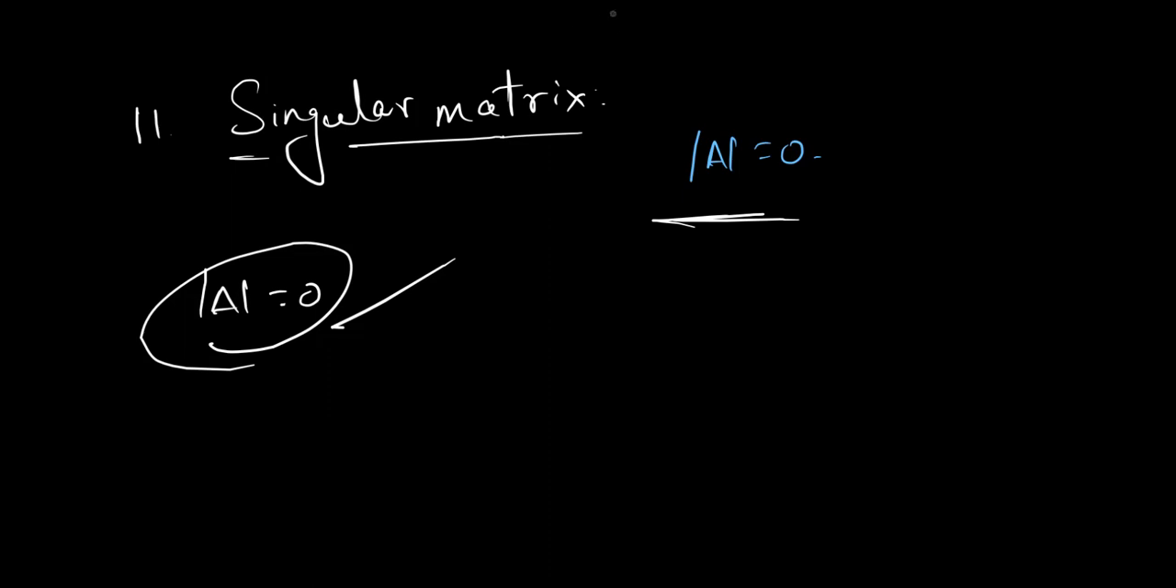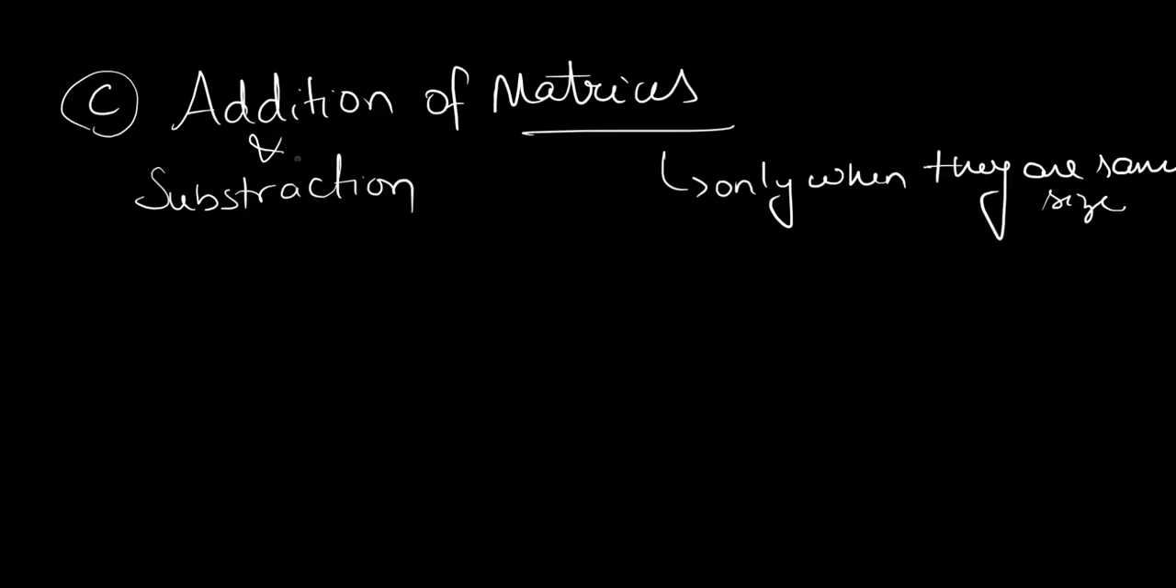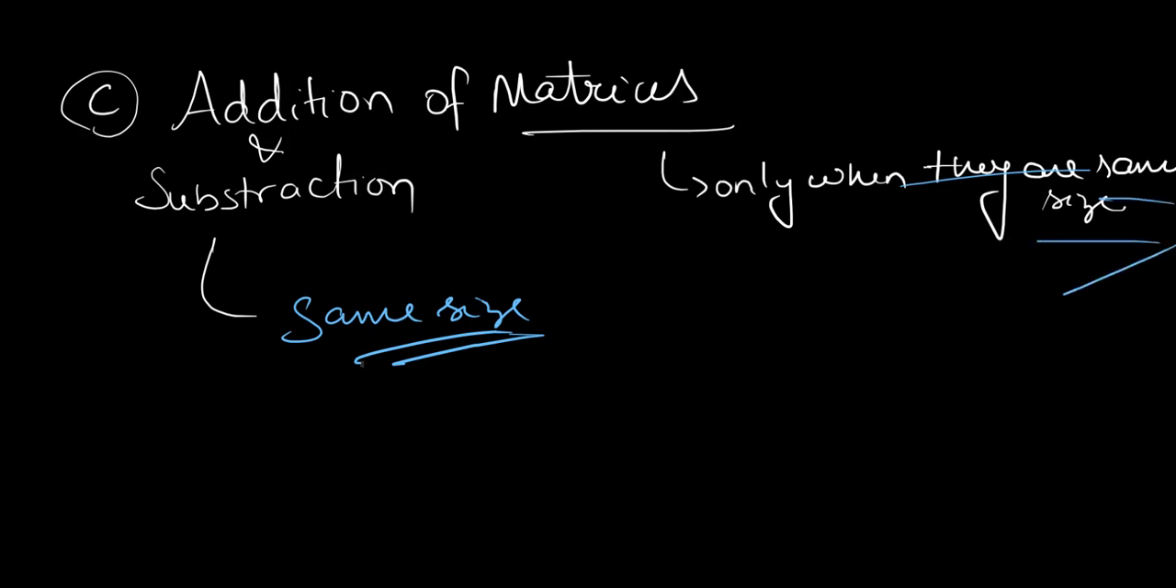With no further delay, let us go with the additions and multiplications. But before that, we will see the equality of two matrices. Equality of two matrices itself says two matrices are going to be equal. Let's see addition and subtraction of matrices. Addition or subtraction of matrices takes place only when they are the same size. We can see it even here. They should be the same size, then only. Let's see a few examples.